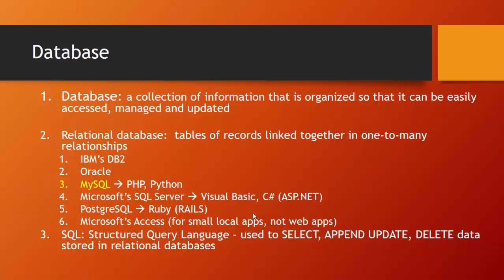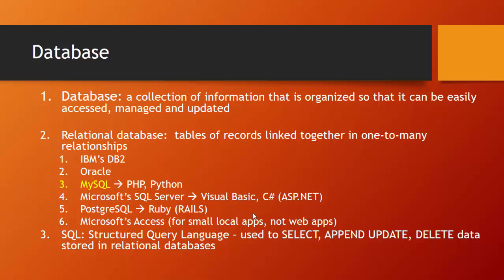As you know, a database is a collection of information that is organized so that it can be easily accessed, managed, and updated. And there are different models by which to organize your data. But I highly recommend you first learn about the relational database model because it is by far and wide the most popular, powerful database model out there. A relational database consists of tables of records linked together in one-to-many relationships.